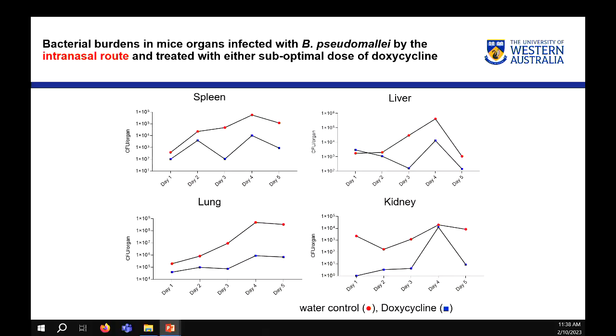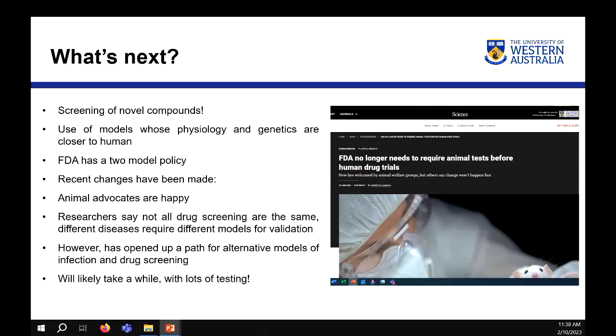And so when we refined it, what we showed by the intranasal route was that we see exactly the same pattern. Even though we made that refinement, we had to put in a modification to our ethics application so that we could prove that the mouth pipetting was as good as the oral gavage. So what's next? Well, we're going to screen novel compounds, which is really very exciting. That's what we're going to do in the next few months.